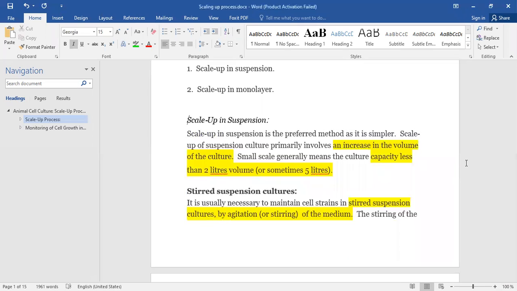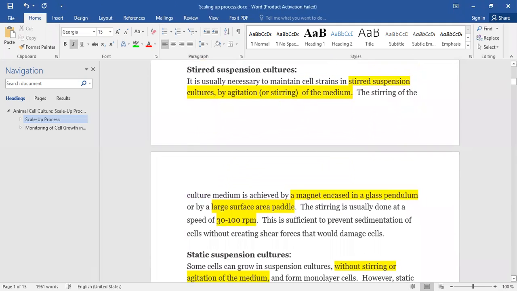The first one is scale up in the stirred suspension culture. Okay, what is the stirred? Stirred means in the culture method we need some fermenters, or we need some bioreactors, large bioreactors, small bioreactors, maybe any size. But in these bioreactors, we need to maintain the cell strain in the moving position. Okay, we need to maintain the cell strains in the moving conditions. So for the movement, we agitate the medium on a regular basis. Okay, this is the agitation or stirring of the medium on a regular basis.